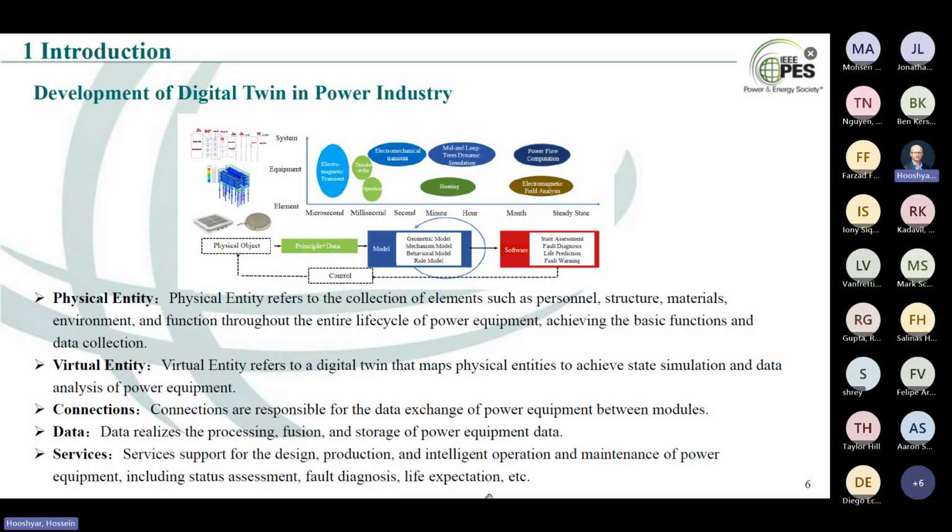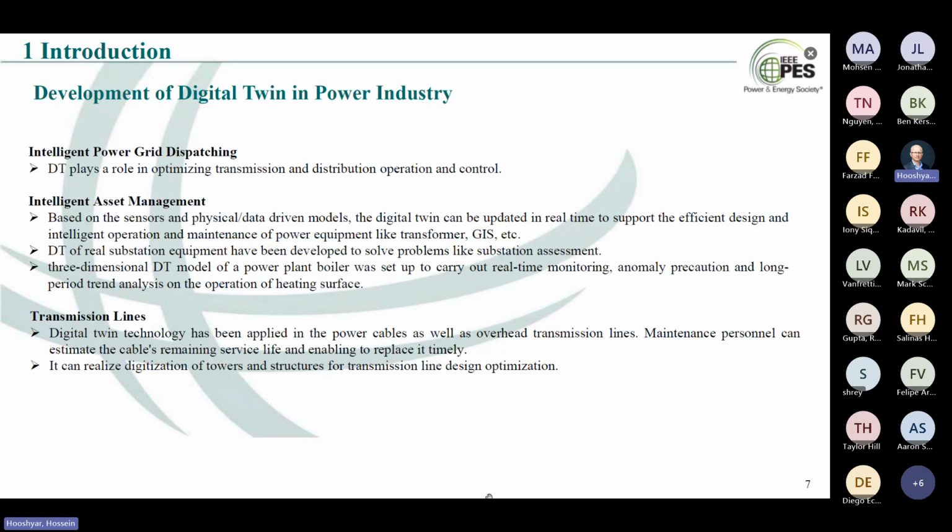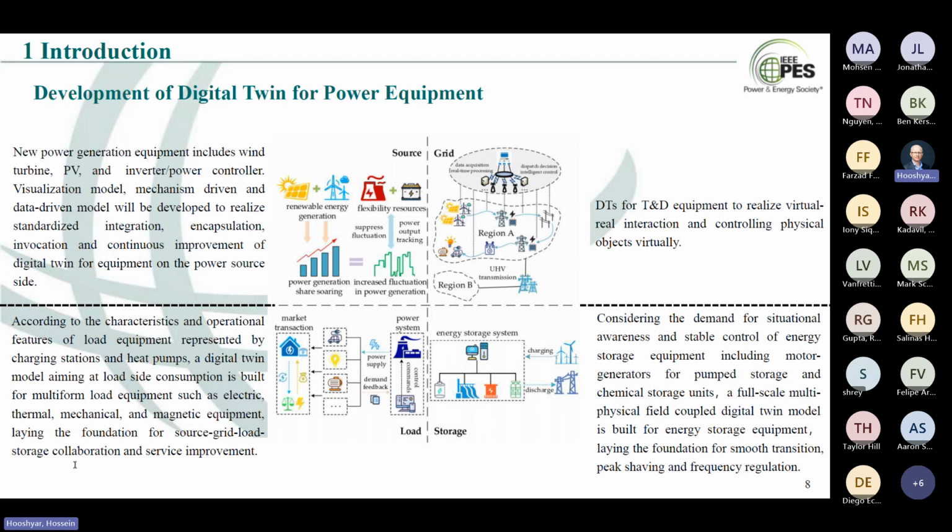Go next. Especially in the power industry. Now we are working at a different level, like the physical entity, virtual entity, and how can we connect the physical and the virtual entities, and also the data and the services. Go next. The way I'm thinking is that we also go through the digital twin applications in the power industry. Basically at system level, they're using it for grid dispatching and operation support, and also at the equipment level for asset management, like the transmission lines. And here we basically figure out from the source, grid, load, and storage, what kind of equipment will be covered in our scope.